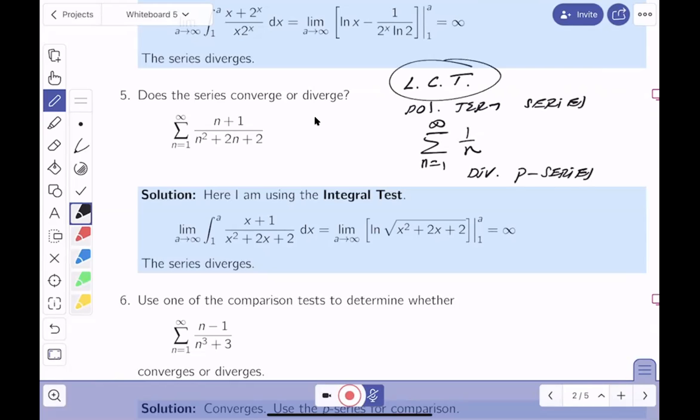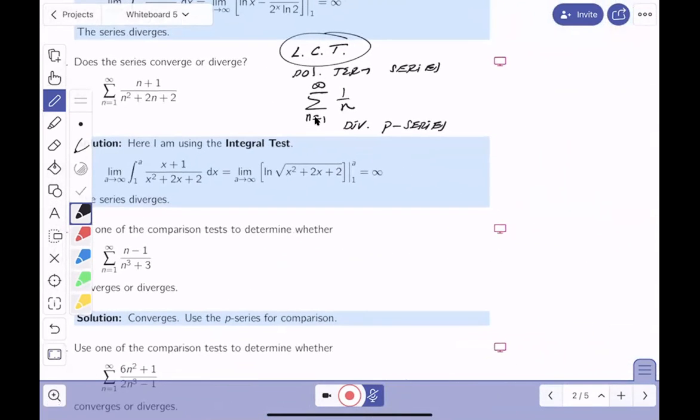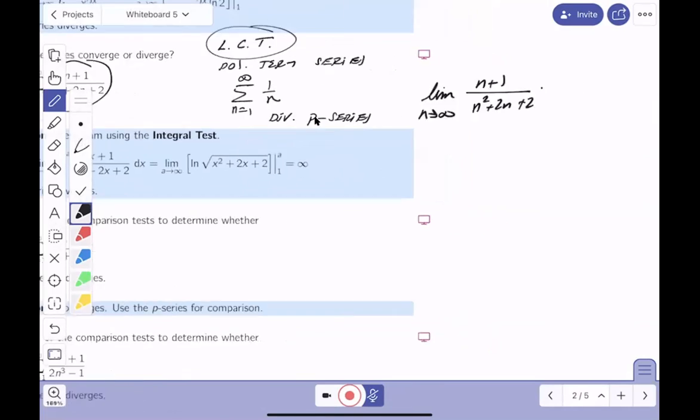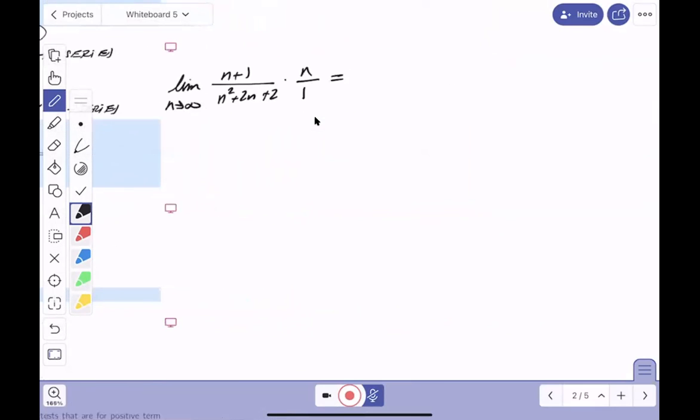Again, I'm using LCT. What do I have to do? Whoops, I'll put it over here. I got to do this. The limit as n goes to infinity. I'm going to take this, n plus 1 over n squared plus 2n plus 2, and divide it by 1 over n, which is like multiplying by n over 1. And again, I'm using limit comparison because I find it easier to deal with that. Integrations for me are always difficult.